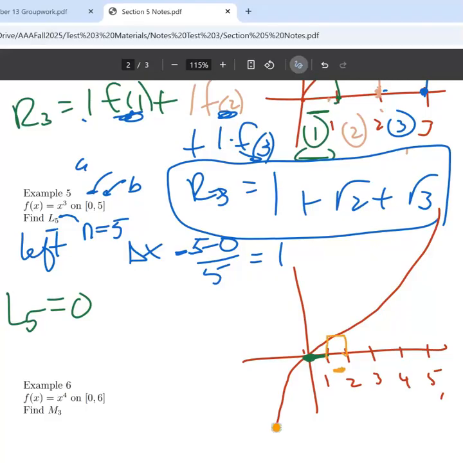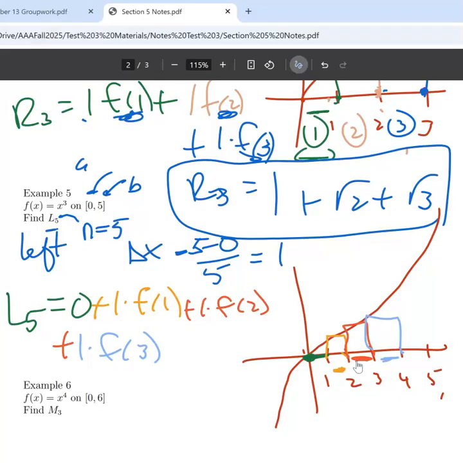Choosing the left-hand endpoint, I'd have the width of 1 times f of 1. And then going to the next rectangle right here, I would have the plus, the width of 1 times f of 2. And then again, the width of 1 times f of 3. Couple more, right? The width of 1 times f of 4, right? That would give us this one. And then one last one, the width of 1 times f of 5.